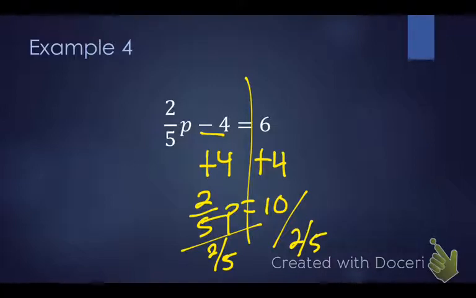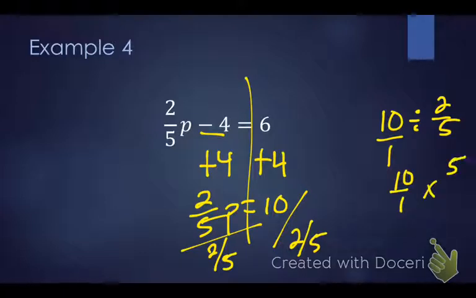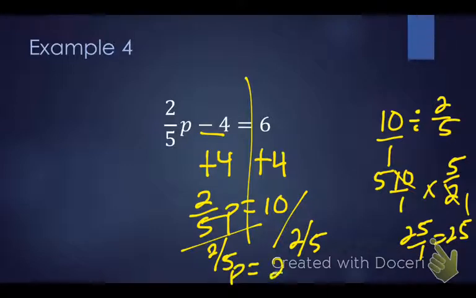Yay. So we're going to go up here, and 10 divided by 2 over 5 is the same thing as 10 over 1 times, remember we find the reciprocal, 5 over 2, pre-simplify if you can, and that gives us 25. Yay. So we'll go ahead and put that in. That means p over here is going to equal 25, and that's our answer. P is equal to 25. That one's a little bit challenging. You'll see more of those in our next video.